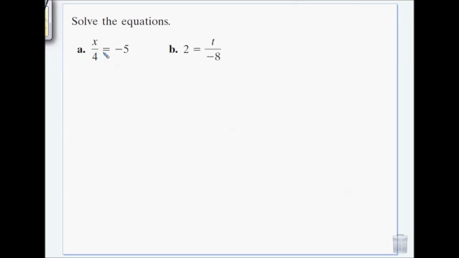They are dividing. Don't look at this as a fraction. Don't go, oh my God, x fourths. No, this is not x fourths. This is x divided by 4. So to get rid of division, I'm going to multiply, because those will cancel. And so I get x is equal to -20. This is not t -8ths. This is t divided by -8. So to get rid of that -8, I'm going to multiply both sides by -8, and I get -16 equals t.